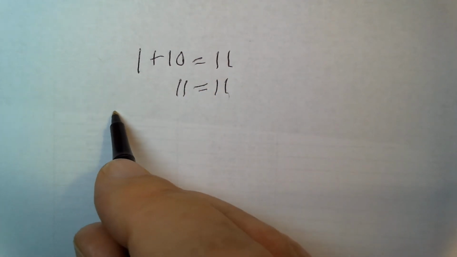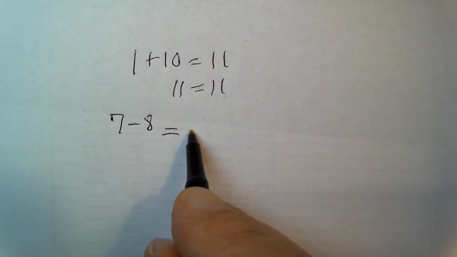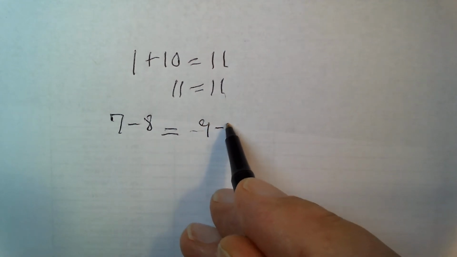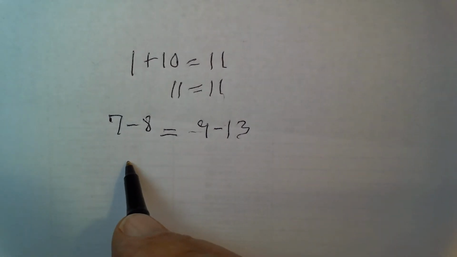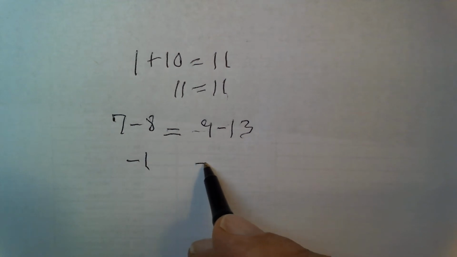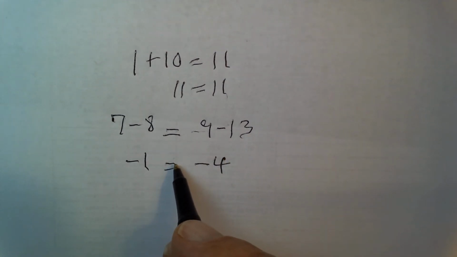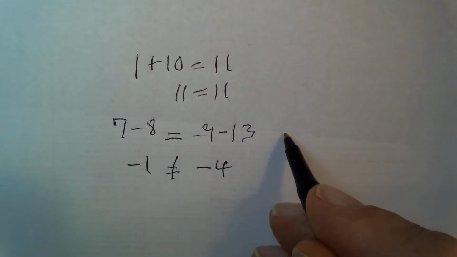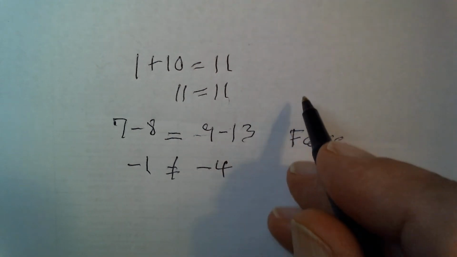On the other hand, 7 minus 8, is that equal to 9 minus 13? Well, let's see. 7 minus 8 is negative 1, and 9 minus 13 is negative 4, and negative 1 is not equal to negative 4. So this equation is false. And so, by the way, this one was true.